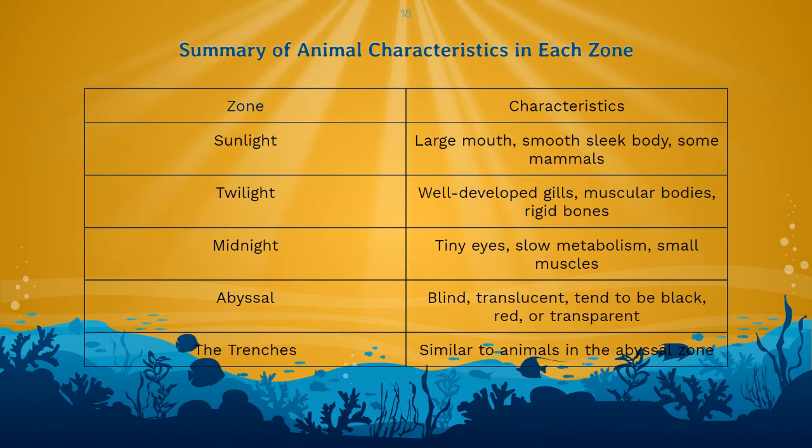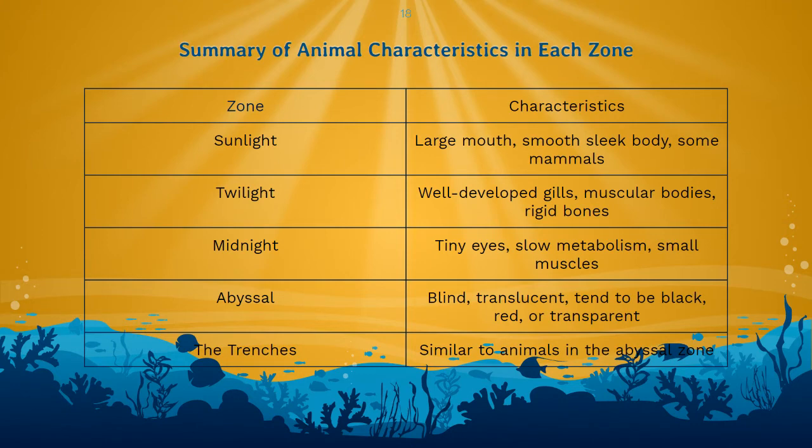In the Midnight Zone, these animals have slow metabolisms and tiny eyes because it's just really dark down there, and there's really no need for big eyes. Slow metabolism because there's not enough food down there, and every time they get food, they need that energy for a long, long time. And they have small muscles, so really that just means they grow really slowly, because again, there's not enough food, so that can't really lend itself to normal growth.